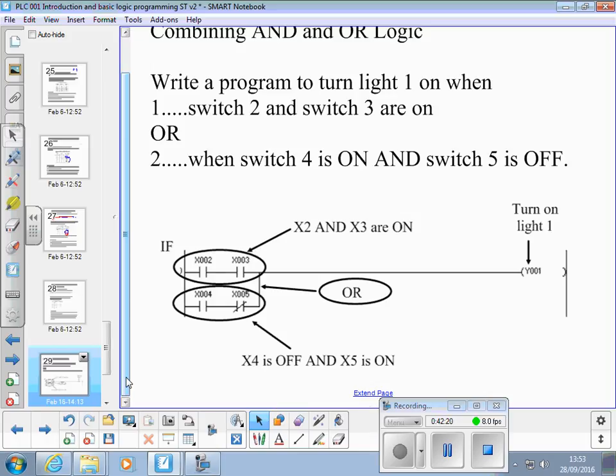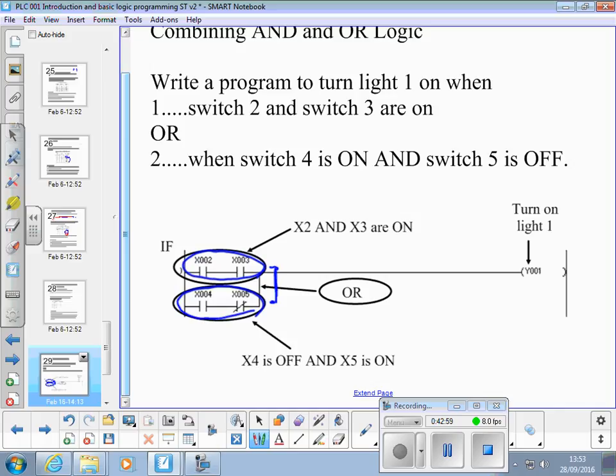In this one, we're combining both the AND logic and the OR logic. So we've got 2 elements ANDed together, X2 and X3 are on, and we've got an X4 and a not X5, a normally closed X5, ANDed together, and then we've ORed together that pair. So we'll get the light on if both of these are on, or if that one is on and that one isn't, which is what it says there.